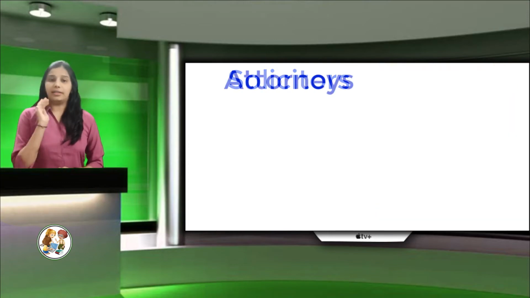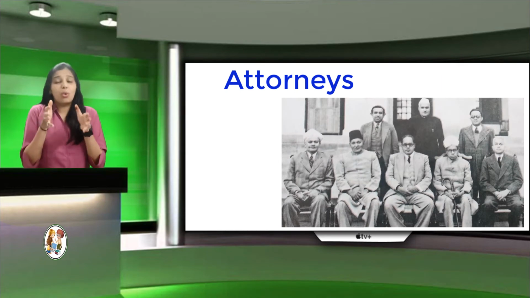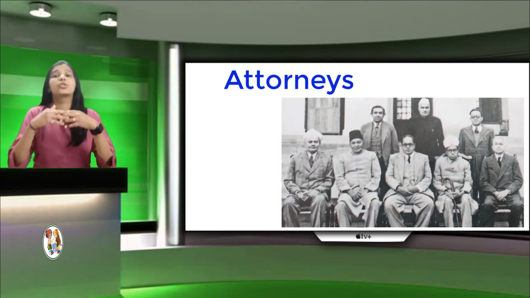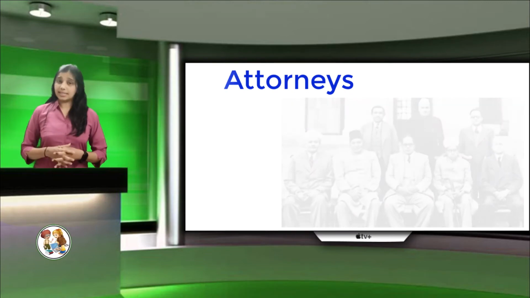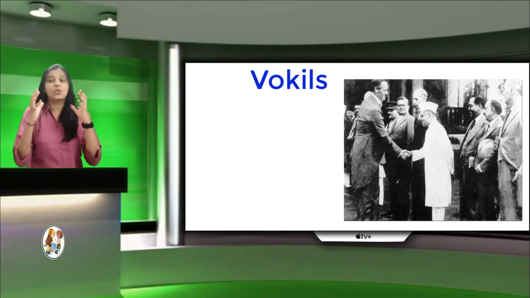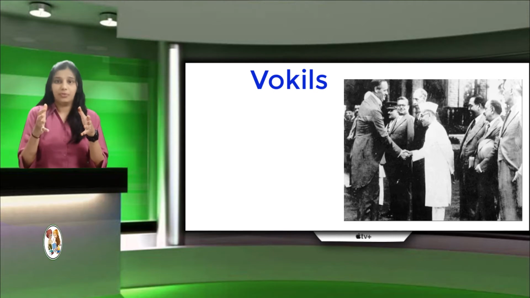The third is the attorneys. Attorneys previously only referred to the British attorneys or the solicitors, but now this term is sometimes used to refer to the advocates. The next is the vakils. Vakils were native practitioners who were qualified to appear and practice in the high courts of pre-independence India.